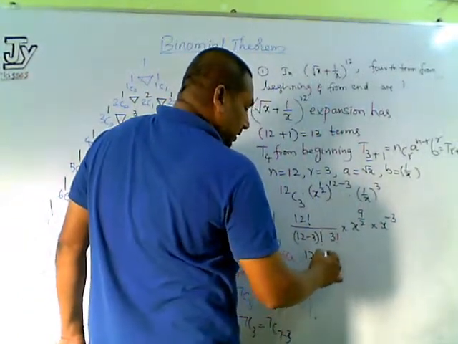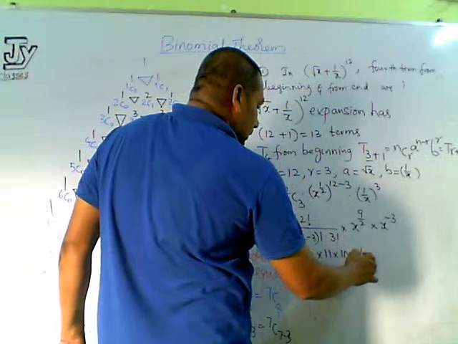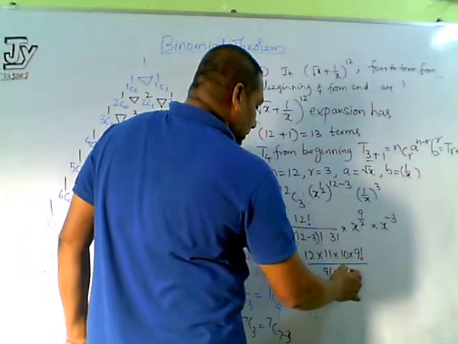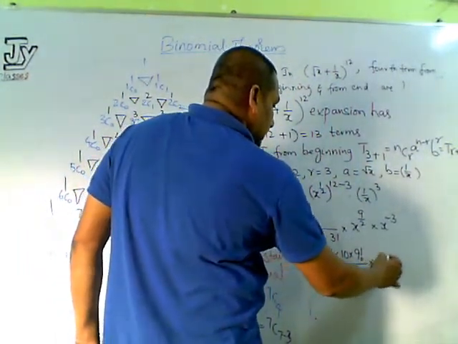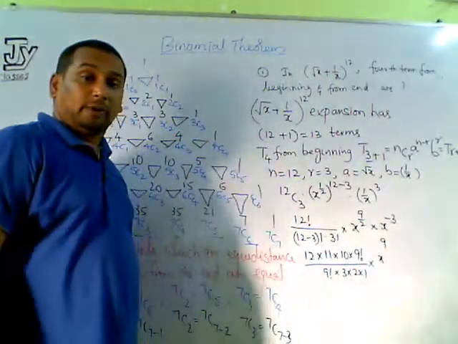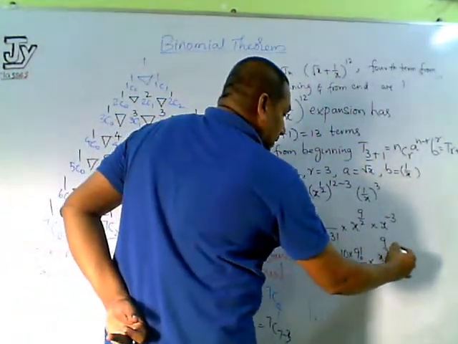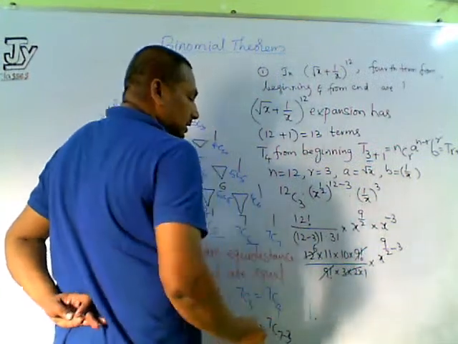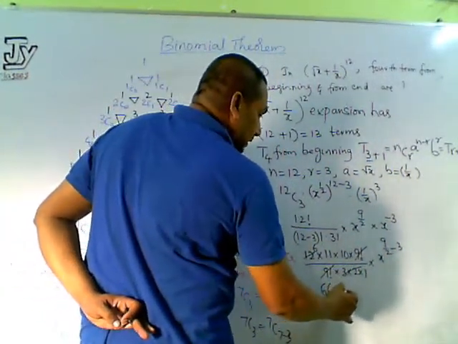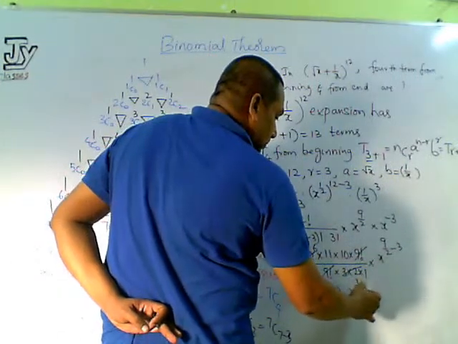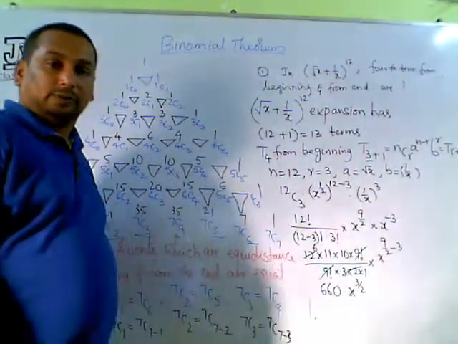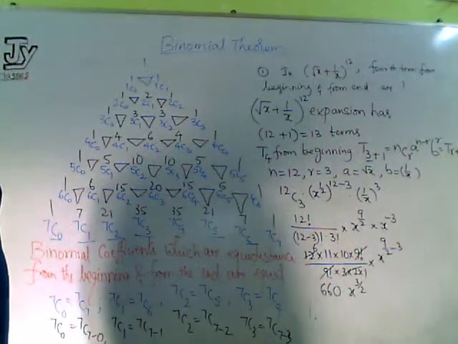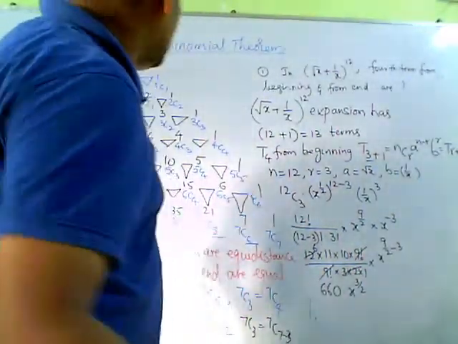Now 12 factorial can be written as 12 into 11 into 10 into 9 factorial by 9 factorial into 3 factorial, which is 3 into 2 into 1. Into x power, see, a power m into a power n is a power m plus n, so x power 9 by 2 minus 3. 9 factorial gets cancelled, 6 gets cancelled, 66 into 10, 660 into x power 3 by 2, because 9 minus 6 over 2 gives 3 by 2. That is the fourth term from beginning. So now we have to find the fourth term from end.